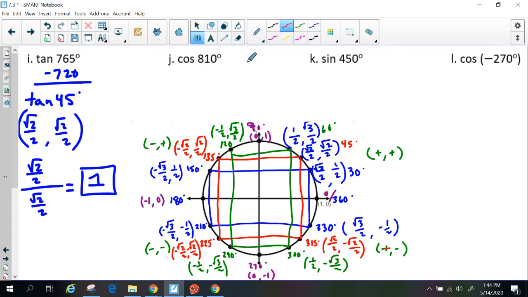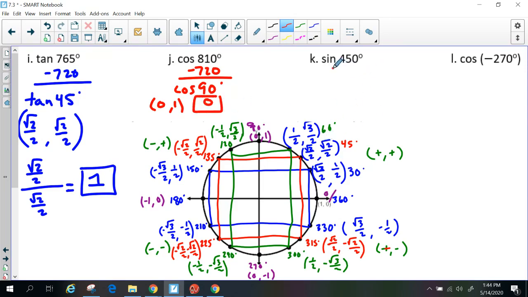Cosine of 810, again, I'll subtract off that 720. It's like going 2 times around the circle. We're really trying to find the cosine of 90 degrees. Okay, looking at 90, it lands us at the point 0, 1. And cosine is just that x-coordinate, which is 0.